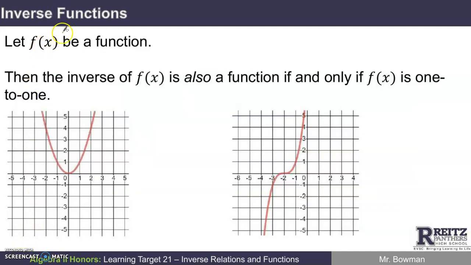So here is the definition that you need to know. If we've got some function f of x, the inverse of f of x is also a function if and only if, meaning it goes both directions, f of x is one-to-one. Or in other words, if f of x passes the horizontal line test.